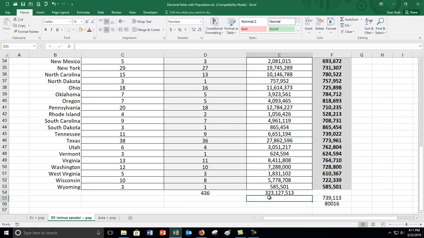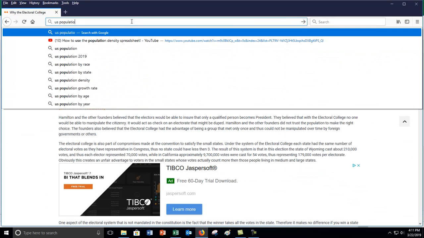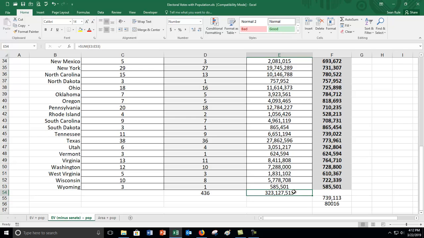So according to this census, and I'm not sure what year this was actually done, 323 million people in the U.S. That's pretty close, right? Let me just check the population of the U.S. right now. U.S. population. Yeah, 327.2. We're pretty close to the most recent. I've got my spreadsheet updated pretty well.